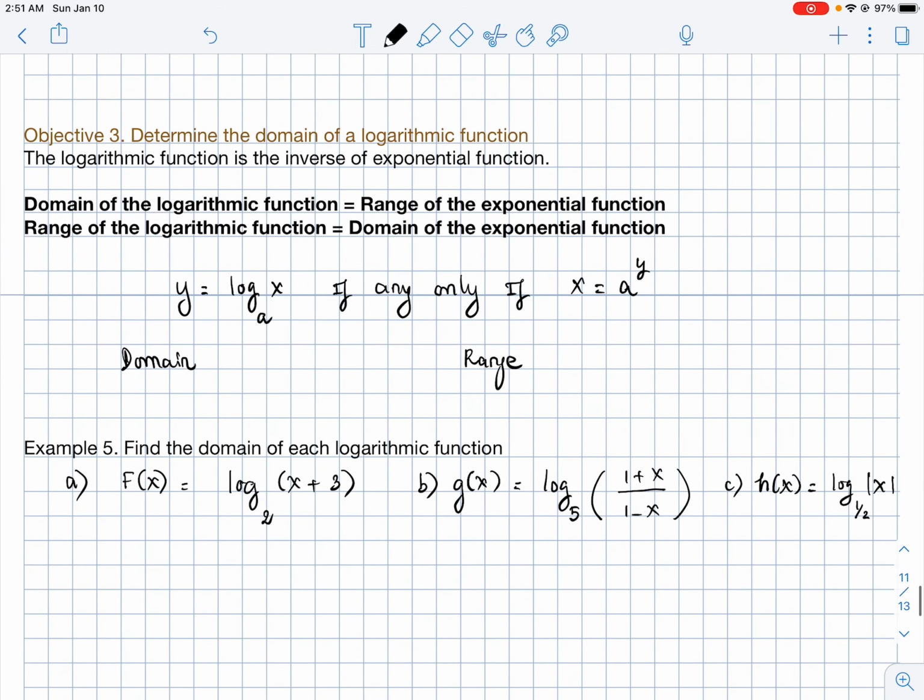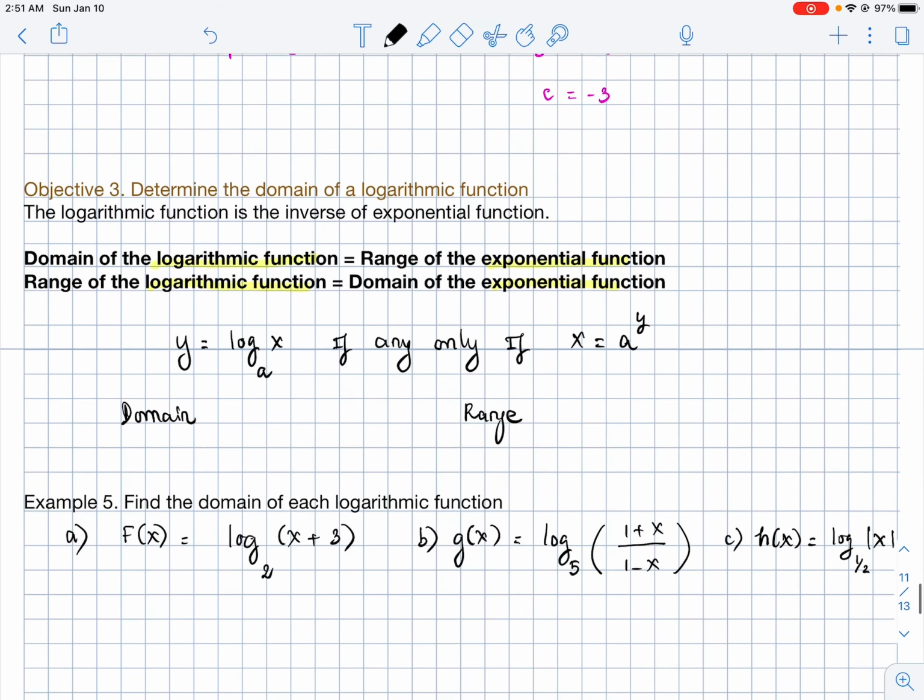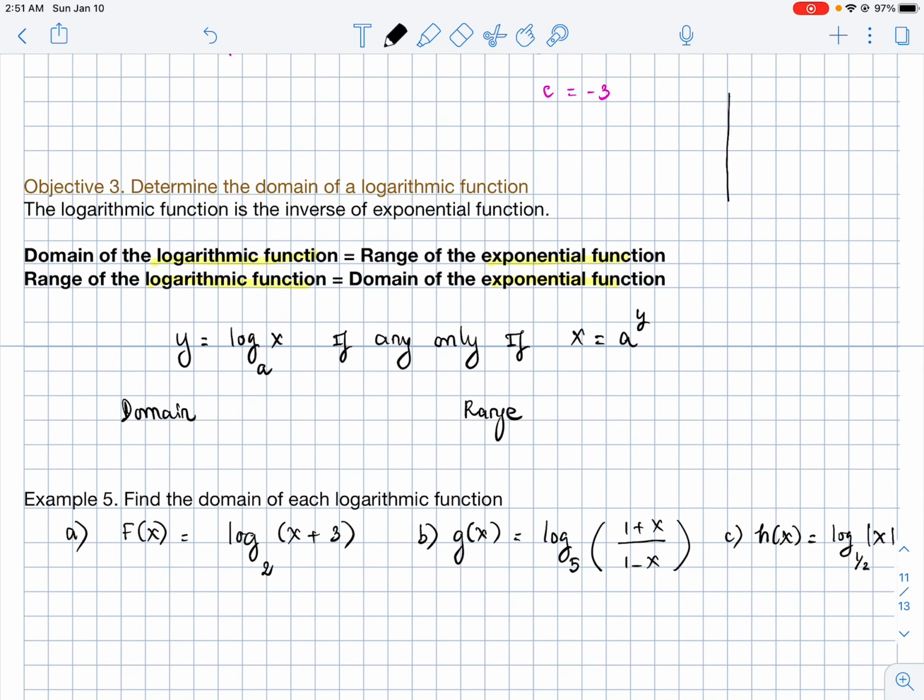So if we want to find the domain of the log function, all we need to do is look at the range of the exponent. And if we want to find the range of the log function, we look at the domain of the exponent. So we recall the exponent. The graph is like this. This is y equals a to the x.